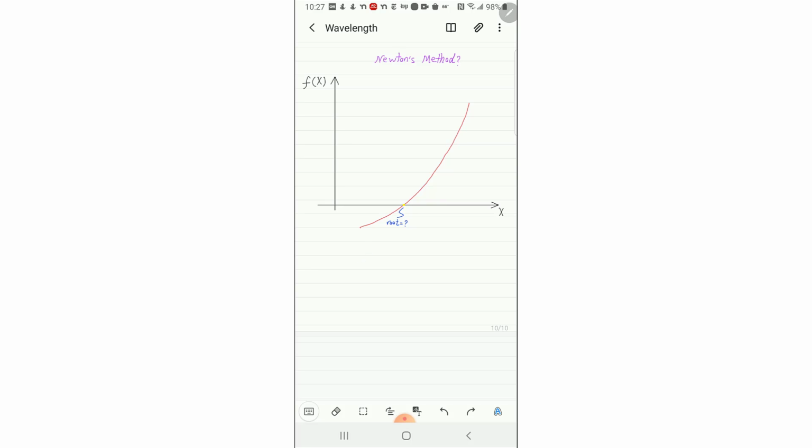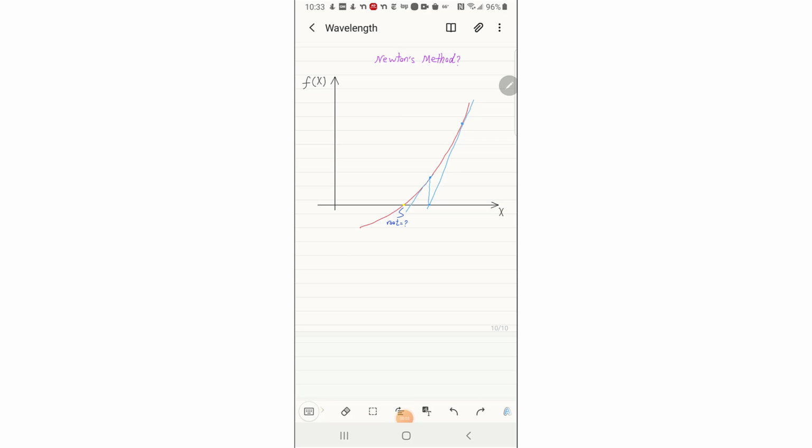So the concept of Newton's method is like this. For example, you assume a point on the curve, and then you draw a tangent line to this point on the curve, something like that. And then it intersects with the x-axis. Then you draw another tangent line on the red curve from this new x. And as you see, we approach the root.